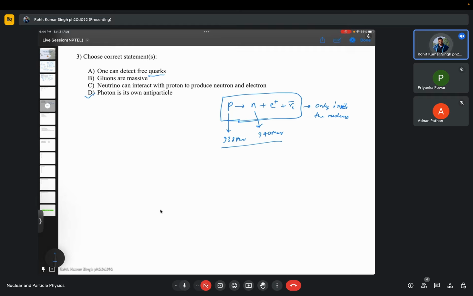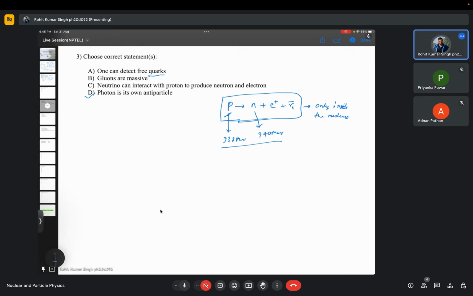But inside the nucleus there are other interactions, right? So energy balances, like the nucleus can recoil, or it can take energy from recoil or something. So it happens inside the nucleus, but it cannot happen for a free proton.